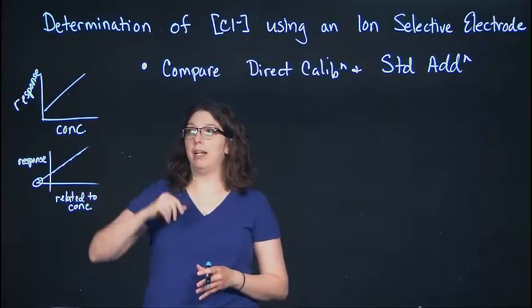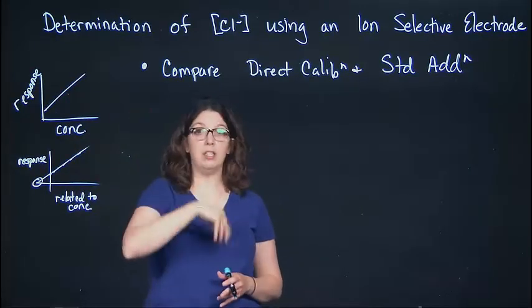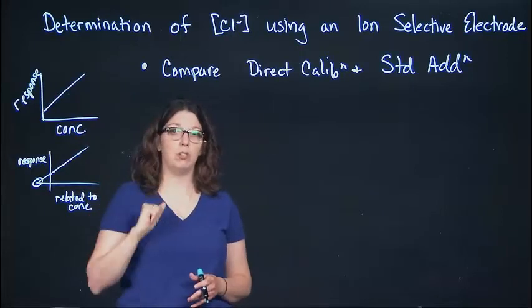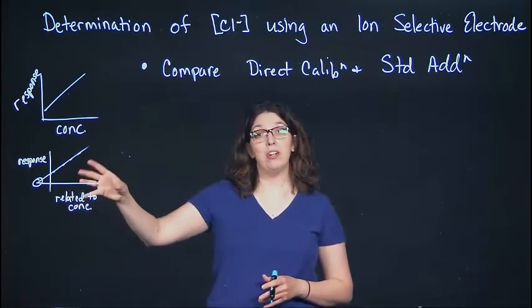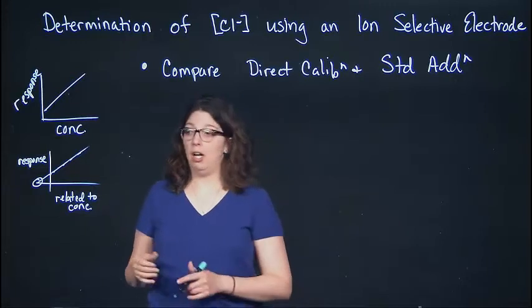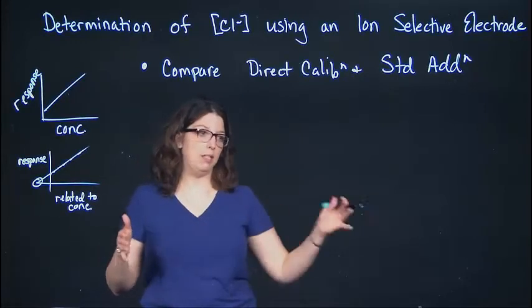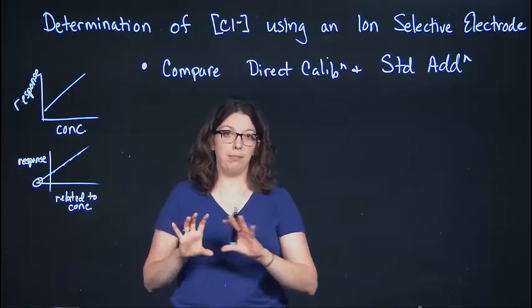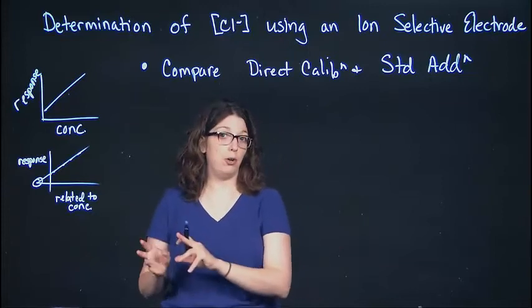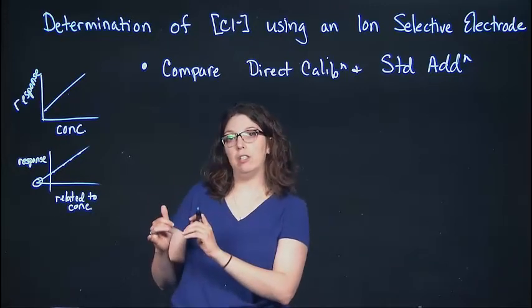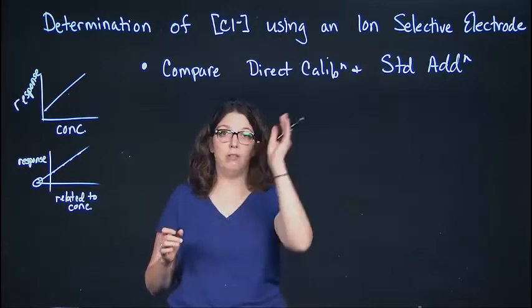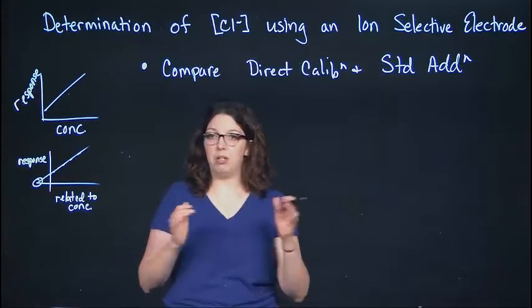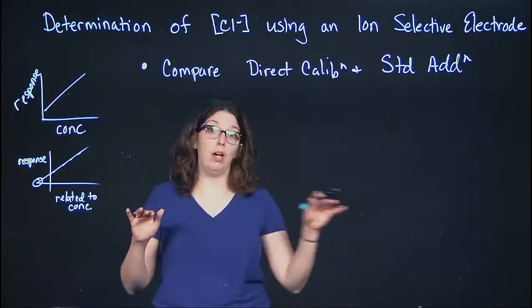Typically with direct calibration you make a series of standards and you measure each of those concentrations. With standard additions it's slightly different. There's a couple of ways to do it. You can make a series of standards that contain unknown plus some very concentrated solution of analyte and then measure those, and they all have the same volume.